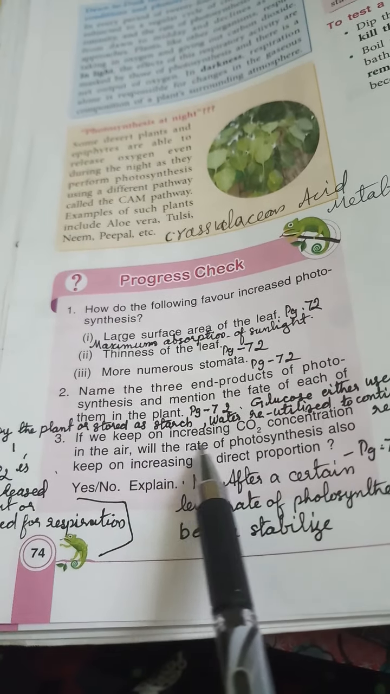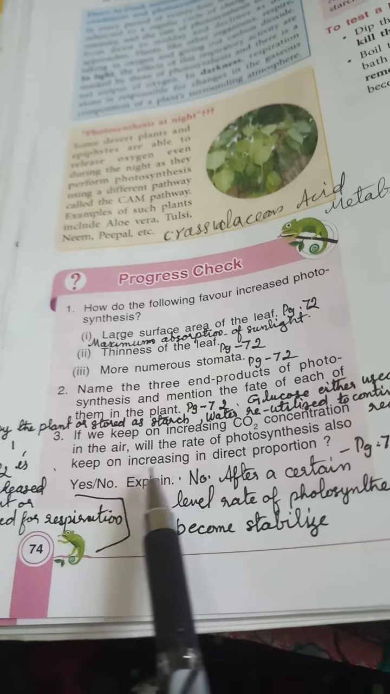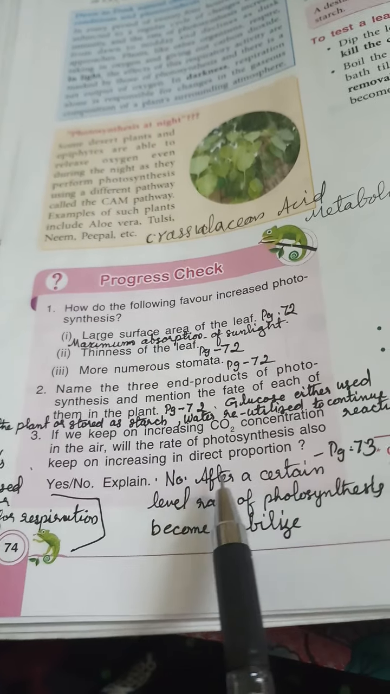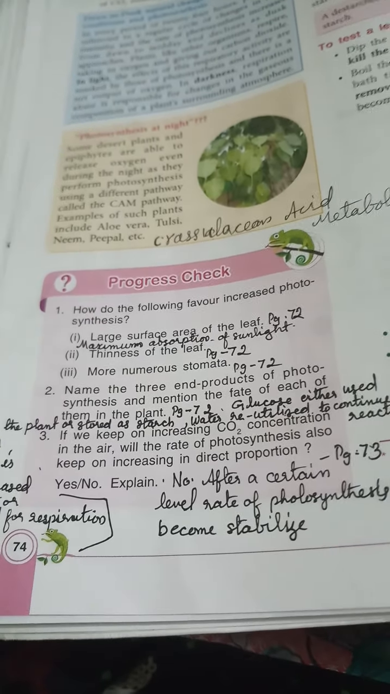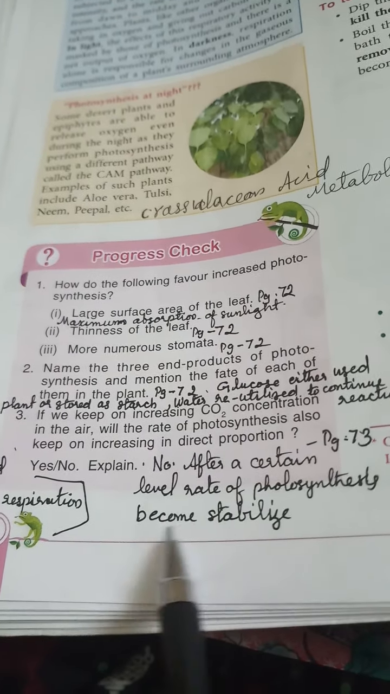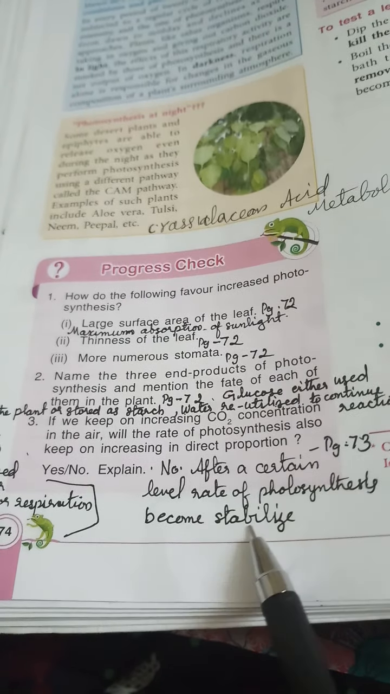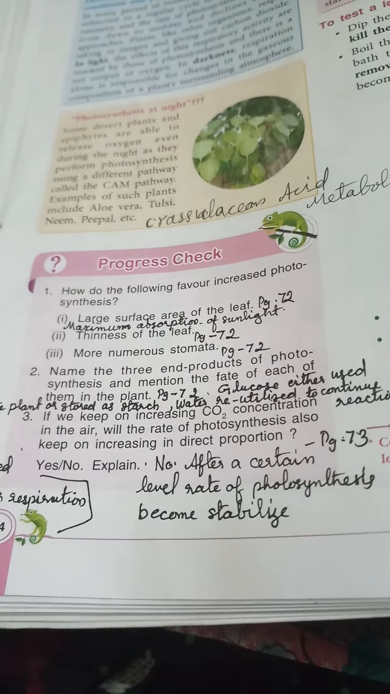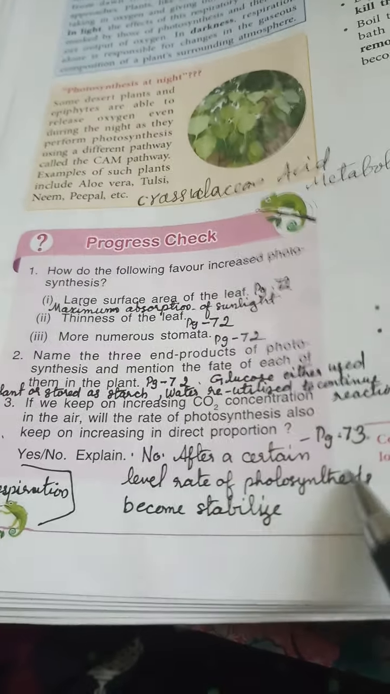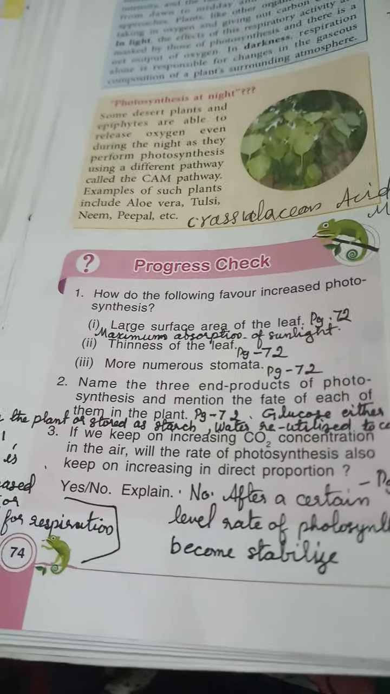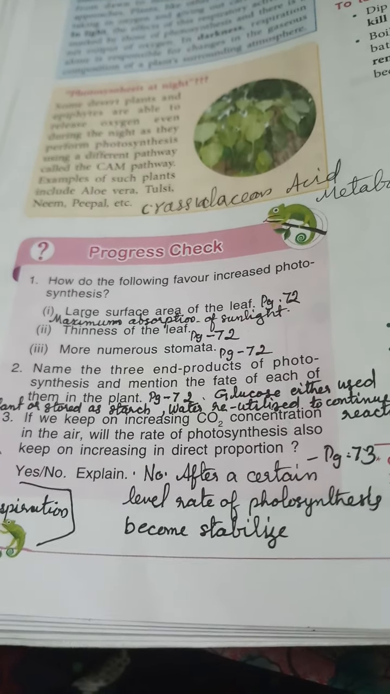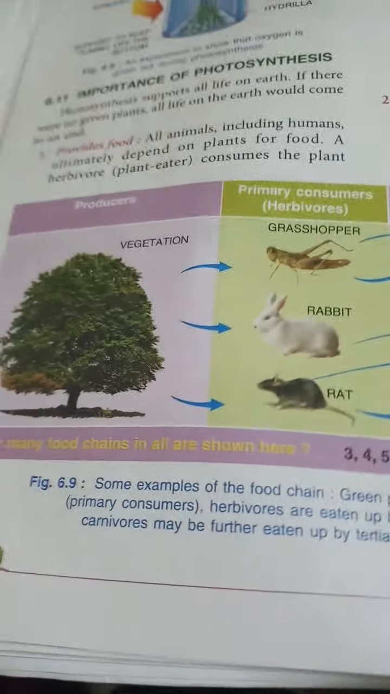Then if we keep on increasing carbon dioxide concentration in the air, will the rate of photosynthesis also keep on increasing in direct proportion? Page number 73. The answer is there: after a certain level the rate of photosynthesis becomes stabilized. The explanation of this answer is present on page number 73. If it is possible, you must write the answer. Otherwise, during the exam time, you will not be able to write it properly. The answer is this one.